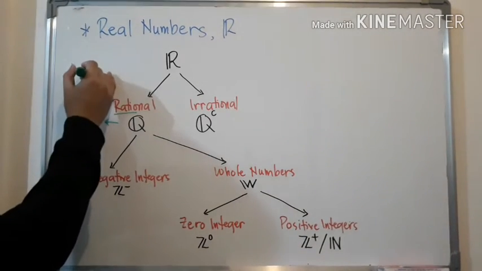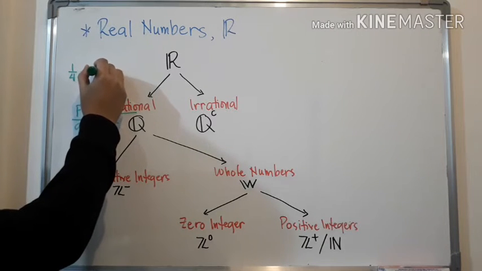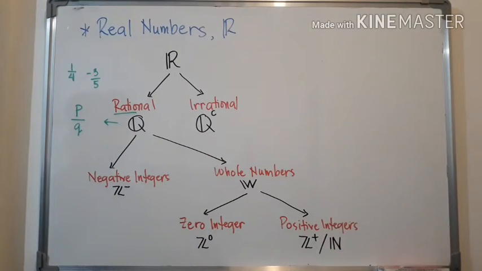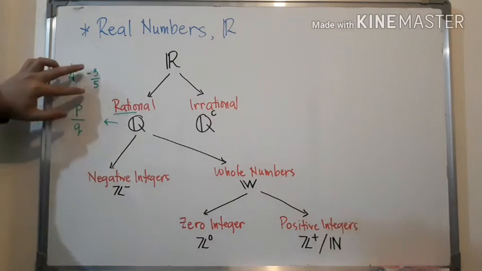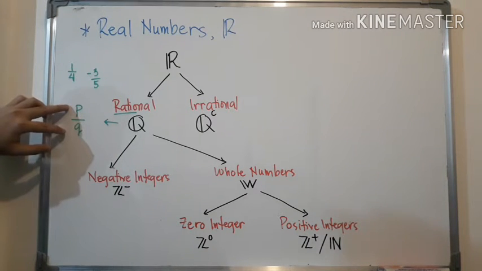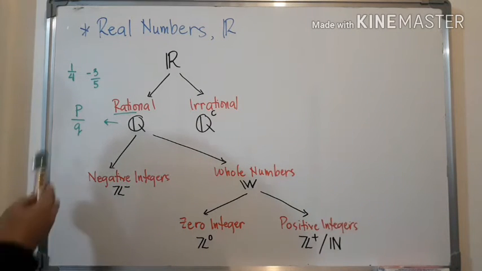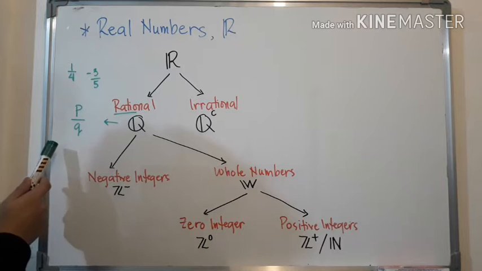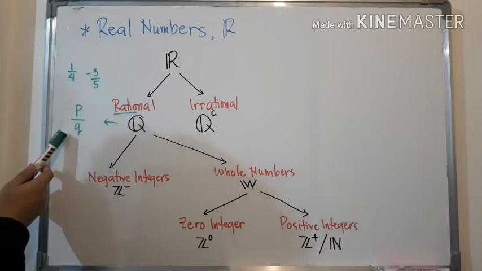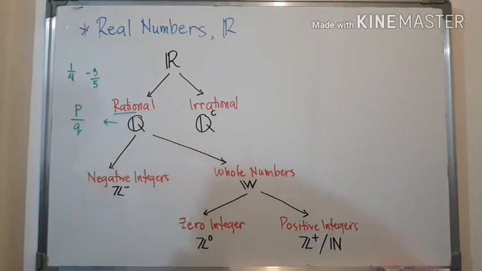Another example is, say, negative 3/5. So negative 3/5 is a rational number because we can express this real number as the quotient of P and Q. Okay? So any real number that can be expressed as a ratio of the numbers P and Q is a rational number, hence a real number.